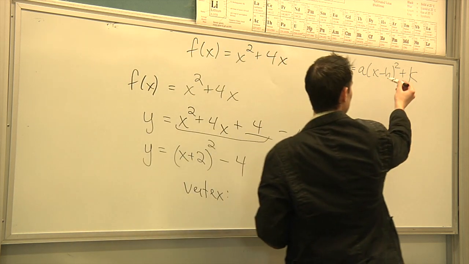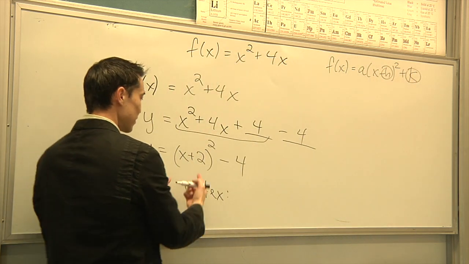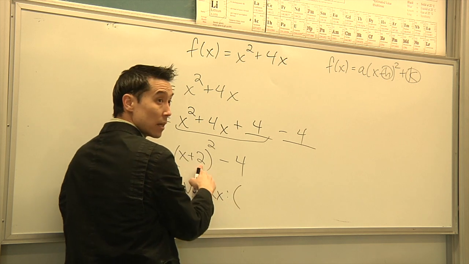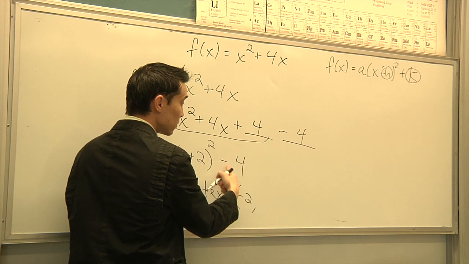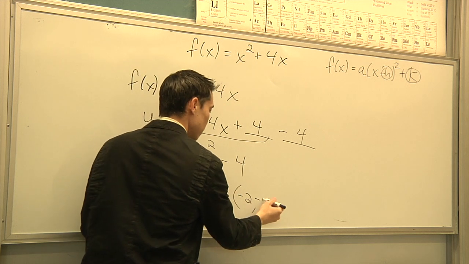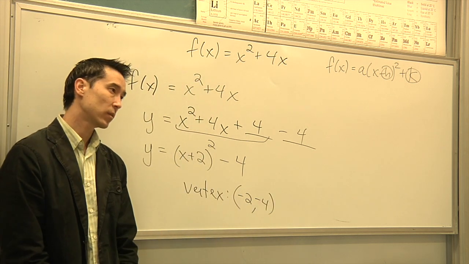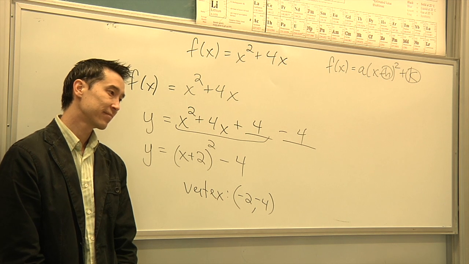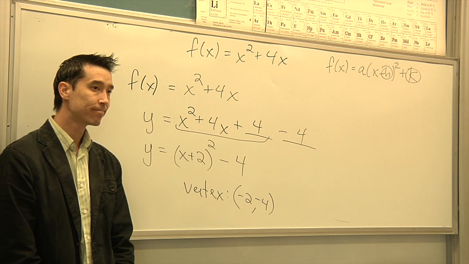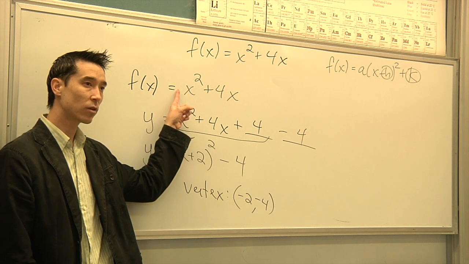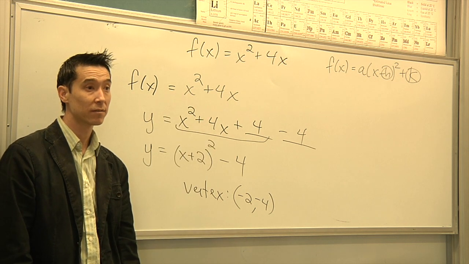So there's a minus in this formula, right? So my vertex is negative 2, and my k is negative 4, right? So my vertex is negative 2, negative 4. Okay? Does this parabola open up or down? Up, right? Because a is still positive, it's 1. So there's my vertex, and of course my axis of symmetry will also be at negative 2. Okay?